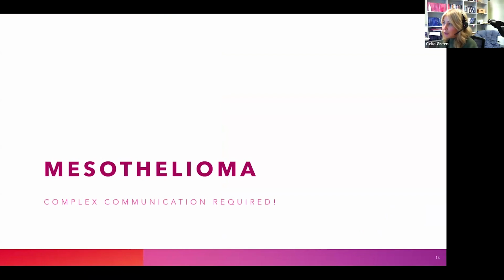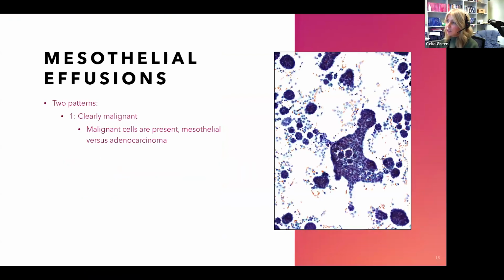And then mesothelioma in the fluid, more complex communication is required. There's a lot of variability in how cytology is done, from probably comparing the West Coast to the East Coast. We do a lot of pleural fluid on the West Coast, and so we're comfortable with mesothelial proliferations. So the two situations that you're going to get with a mesothelial proliferation that your cytologist is going to come across, and when you phone them up and you say, what does it show?